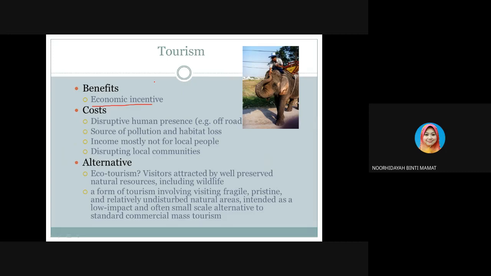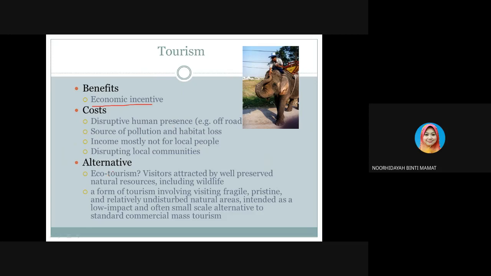For example, one cost is disruptive human presence, because we are building roads. Another cost is the source of pollution and habitat loss. Also, the income is mostly not for local people, and it disrupts local communities in that certain area of tourism.